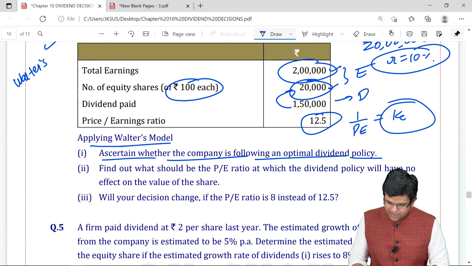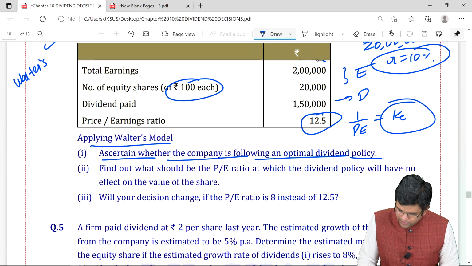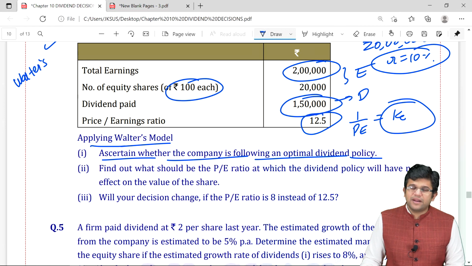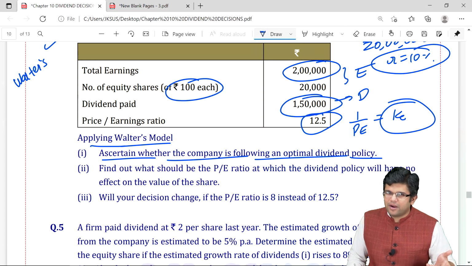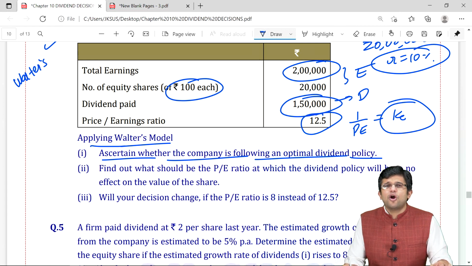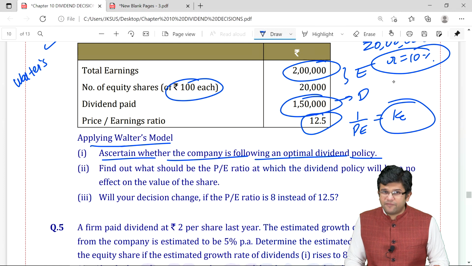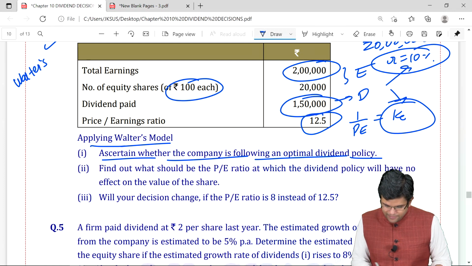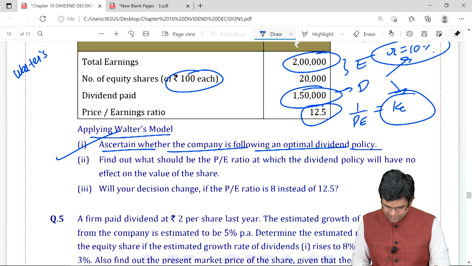Everybody clear? Here obviously, children, they are neither following 0 nor 100, because can you see, out of earnings of 2 lakh, 1 lakh 50 they are giving as dividends, which means 75% is the payout, which is neither 0 nor 100. So we have to tell this is wrong. According to Walter, it should either be 0 or 100, whichever you get after comparing R with K, and then understand that this particular company is not following the ideal dividend payout ratio.